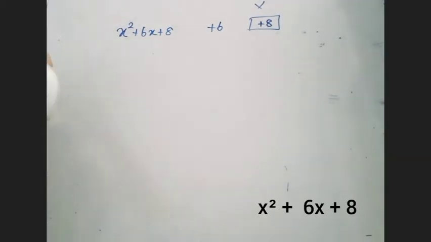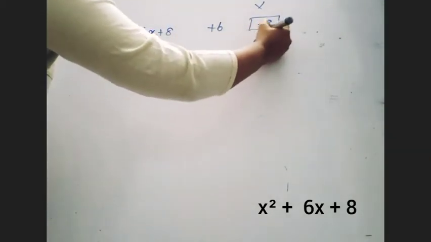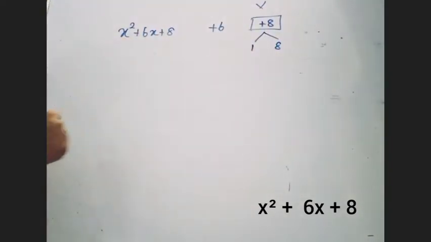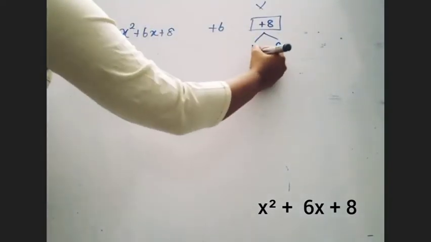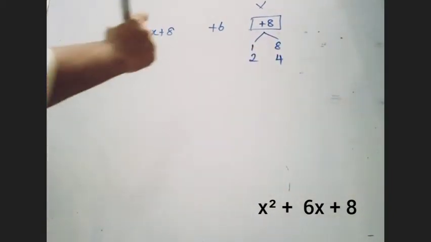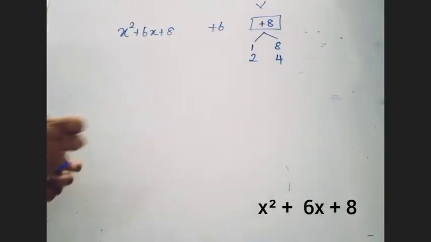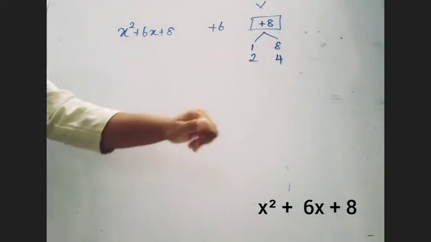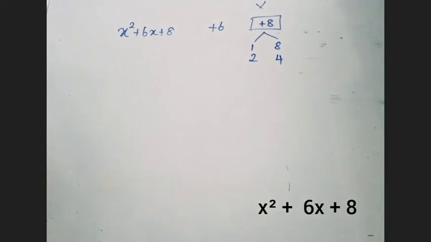Okay, so how can we write this positive 8 as a product of two numbers? 1 into 8 is 8. So what else do we have? 2 times 4 is 8. Then 8 into 1. So these are the two unique pairs where you can multiply and get positive 8 as the answer. So remember, among these two pairs, which one is going to be the correct pair?